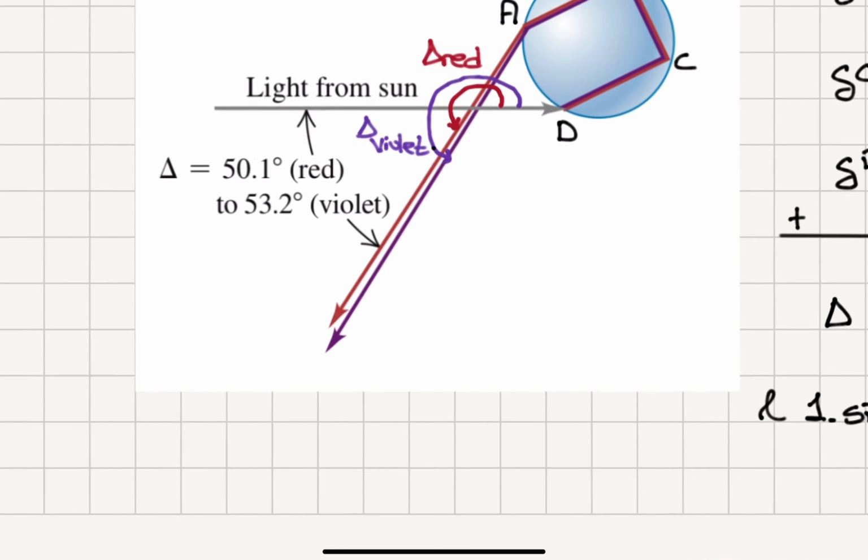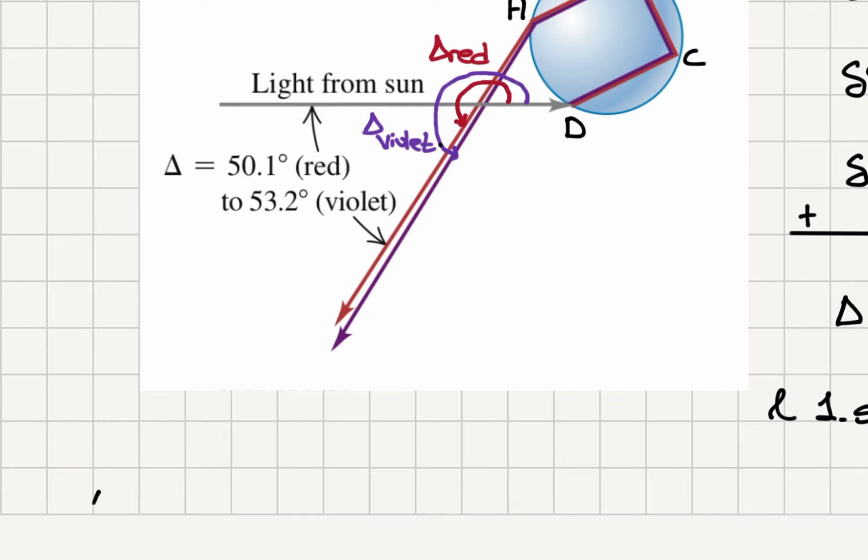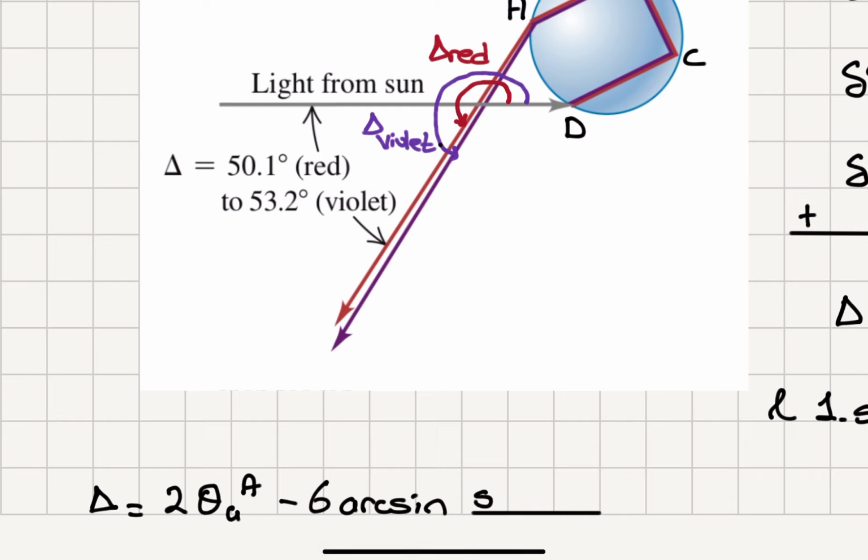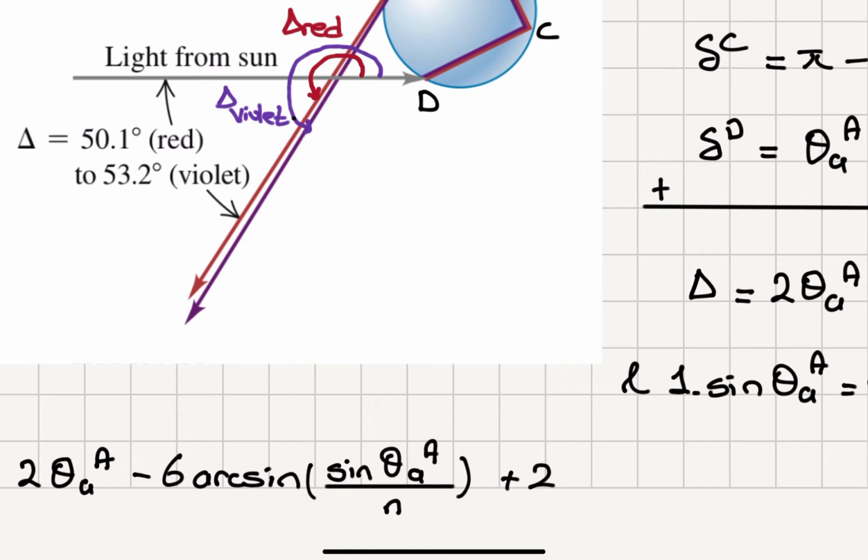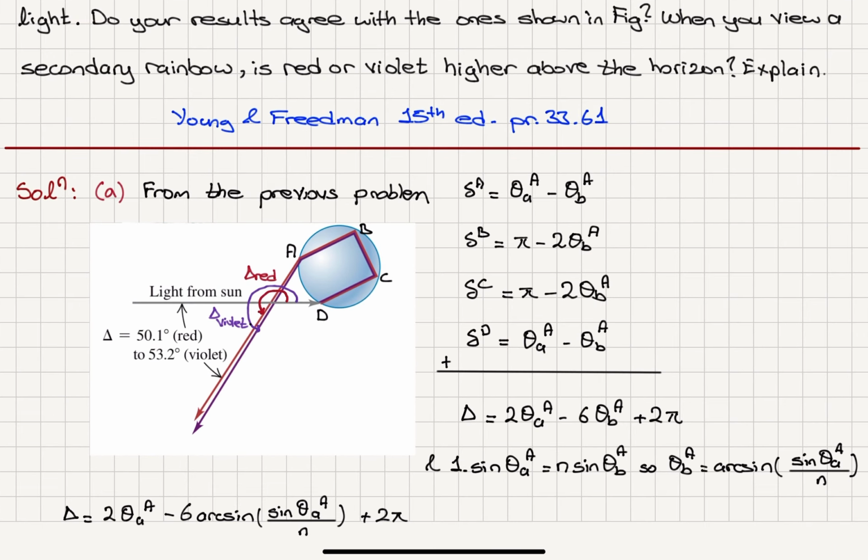With that, we can get the total angular deflection, delta, is equal to twice the angle of incidence at point A minus 6 times arc sine of sine theta A divided by n, plus 2 pi. So this answers part A.